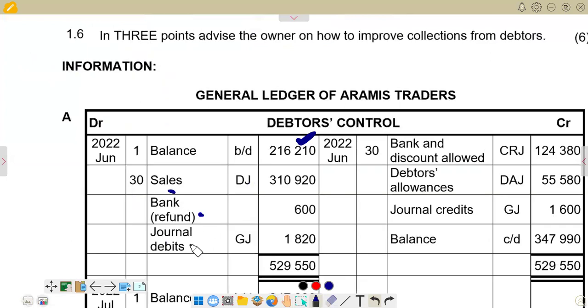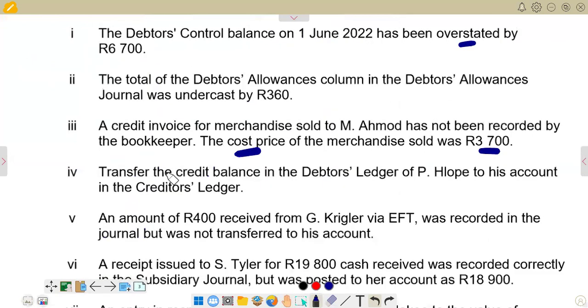You see that the next item that we are given is a journal debits, which is 1,820. And obviously, on our journal debits, we are also going to check in the additional information if we've got anything that is affecting our journal debits. Remember, we are coming from information one, going down to check if we've got anything that is affecting our journal debits. Let's try to see. You've got item 4, which is saying transfer the credit balance in the debtors ledger of Peace Corporate to his account in the creditors ledger. So remember, we are going to go to the debtors list and check the amount that is for Peace Corporate. That is a credit balance that you are supposed to transfer to his account in the creditors ledger.